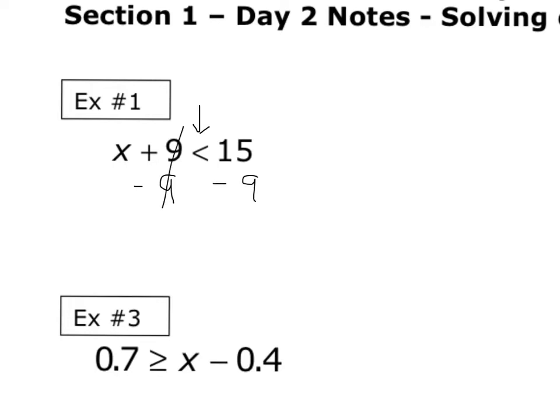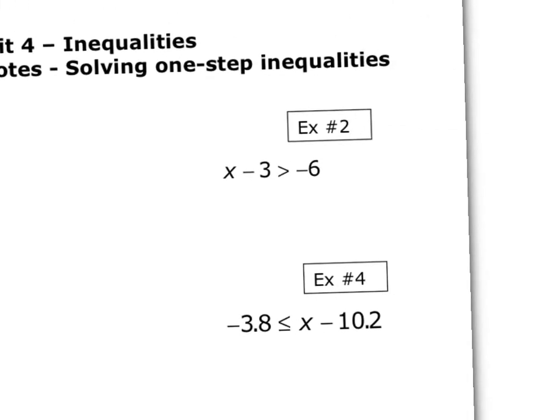Those 9s cancel, and then bring down everything as you see it. So we'd have x, bring down your less than inequality sign, and then 15 minus 9, of course, is 6. So your solution would be x is less than 6. So 1, 2, 3, 4, 5 would be your solution for example number 1. Same thing as an equation in regards to solving an inequality. Let's look at example 2.